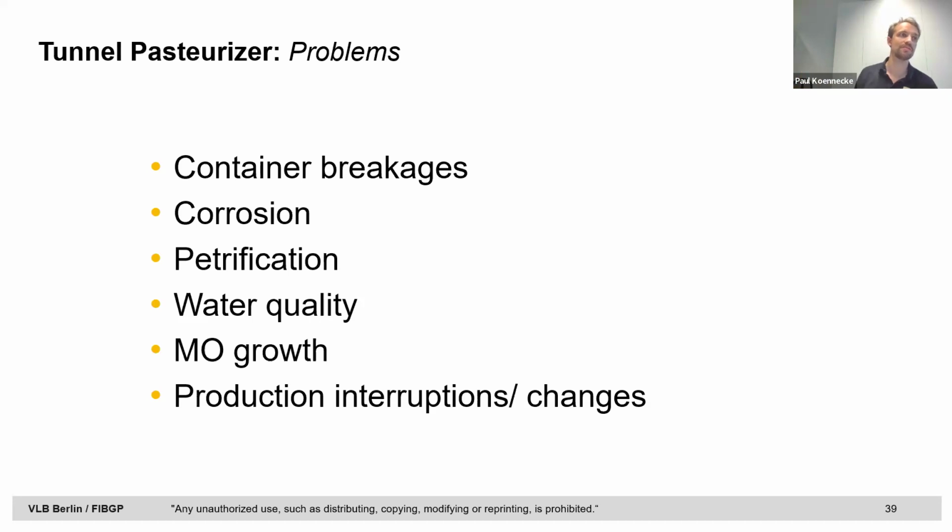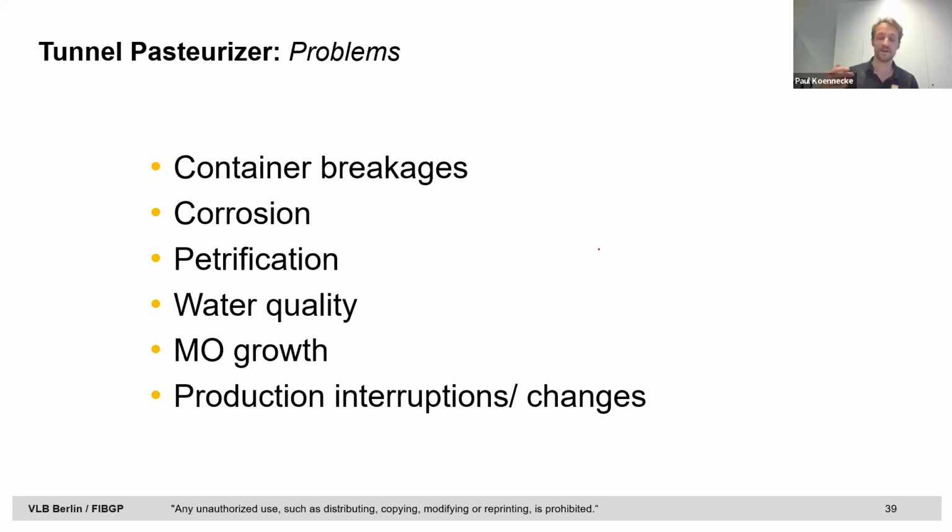Of course, problems are also production interruptions or product changes, which always require a stop in the tunnel pasteurizer. Sometimes if you have a product change and you're not fast enough, you will probably also have a gap, and we talked about this gap and how bad it is for your recuperative heat usage. So you have some problems with that.